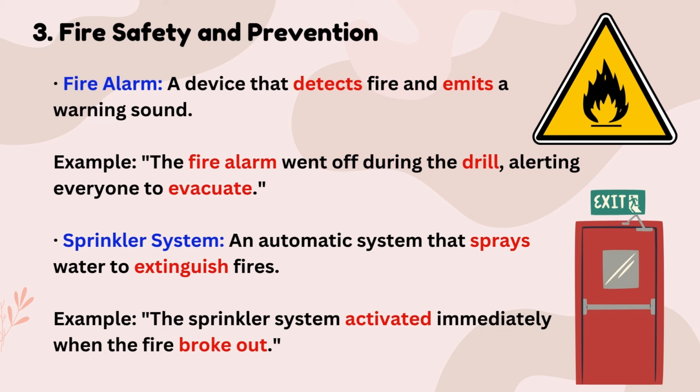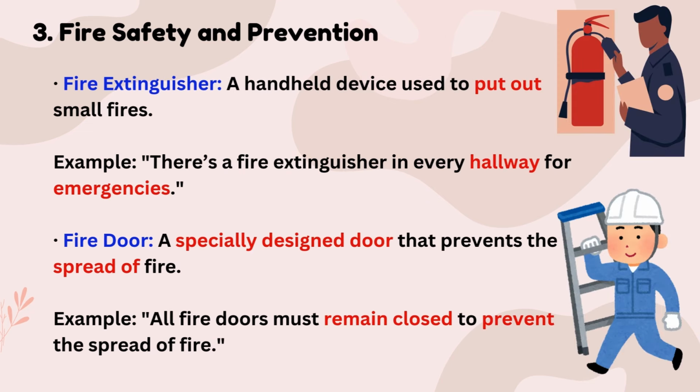Example: the fire alarm went off during the drill, alerting everyone to evacuate. Sprinkler system: an automatic system that sprays water to extinguish fires. Example: the sprinkler system activated immediately when the fire broke out. Fire extinguisher: a handheld device used to put out small fires.